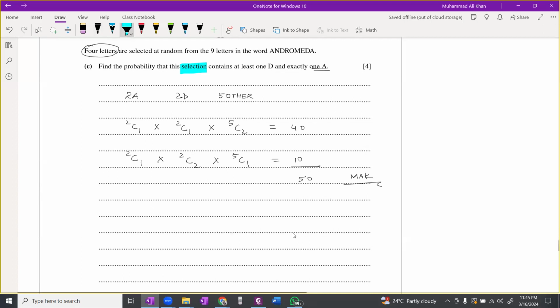Sorry, we have to calculate the probability. So it means this is not the result. For probability, what to do? The likely events are 50, and the total events are: from 9 letters we have to select 4 letters, so total events are 9C4. By this the probability will be 0.377. This is the final answer as we have to calculate the probability.